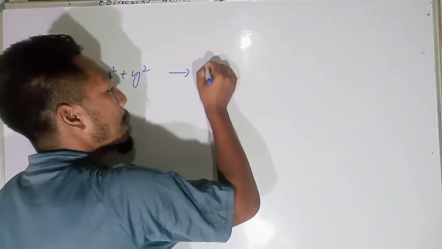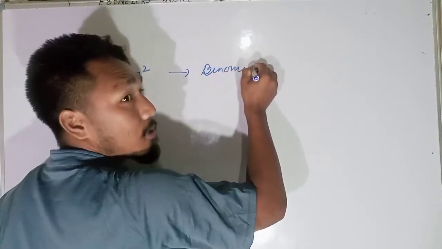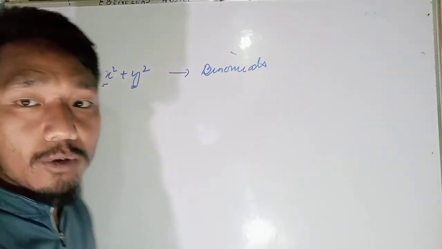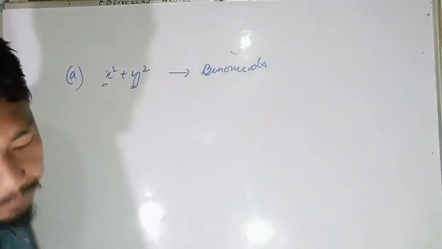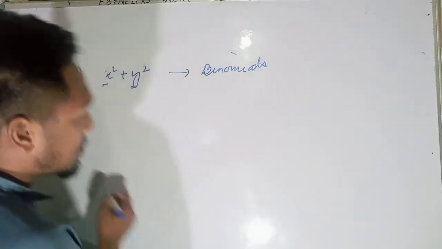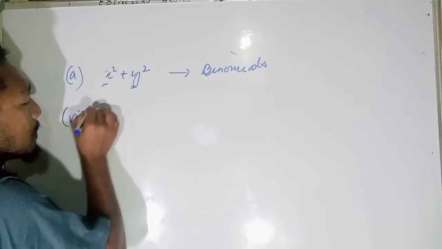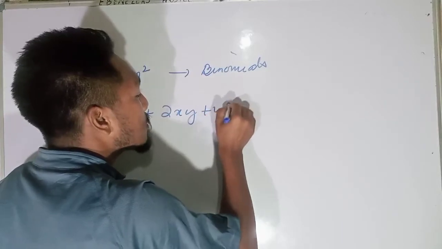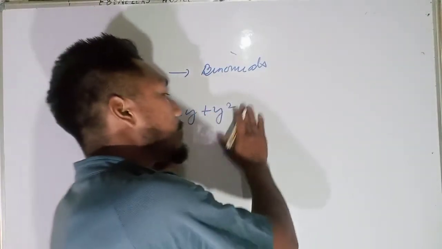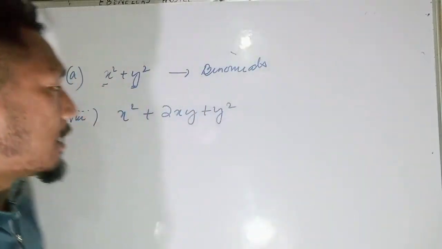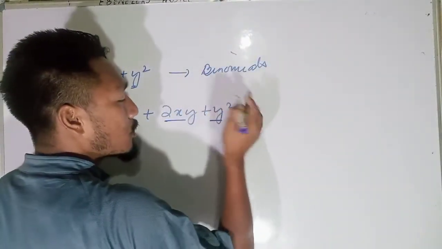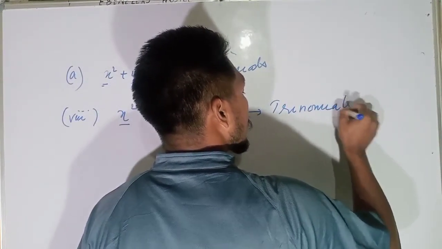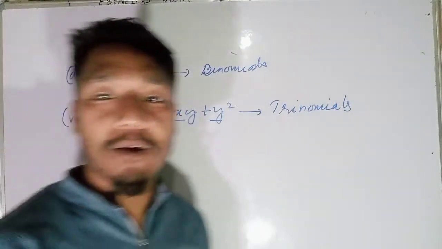Obviously it is a binomial, right? Why? Because we have two terms here, 1, 2. Next, number 8: x squared plus 2xy plus y squared. Is it a binomial or a trinomial? We have 3 terms, 1, 2, 3, so it will be considered a trinomial.